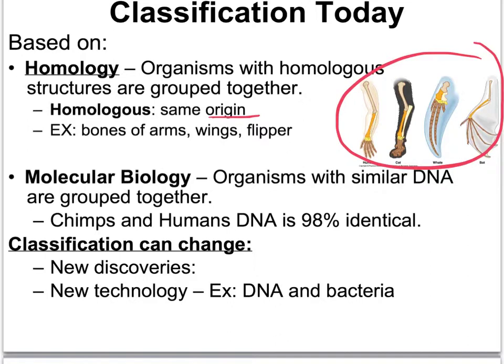We can also use molecular biology to determine the taxonomic relationships between organisms. Organisms with similar DNA are grouped together. For example, chimps and humans have about 98% of the same DNA. So 98% of their DNA is identical. Classification can change. If we find new evidence, such as molecular evidence, we might classify organisms in a different way. Okay, so we can find new discoveries that can change these taxonomic relationships.